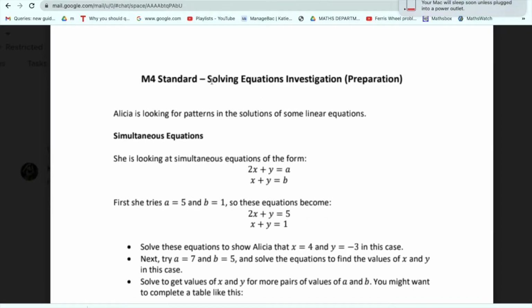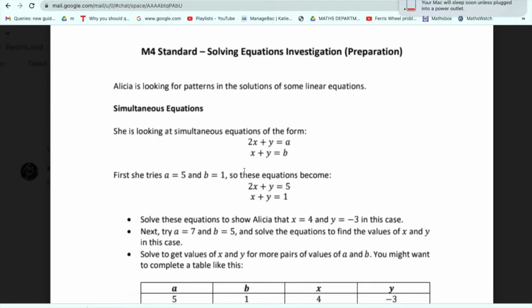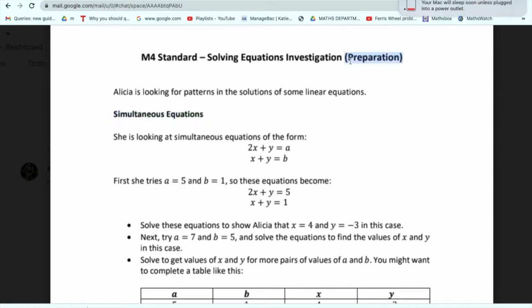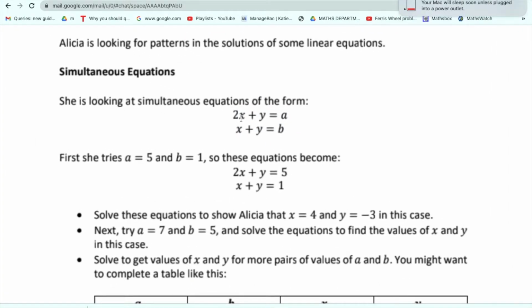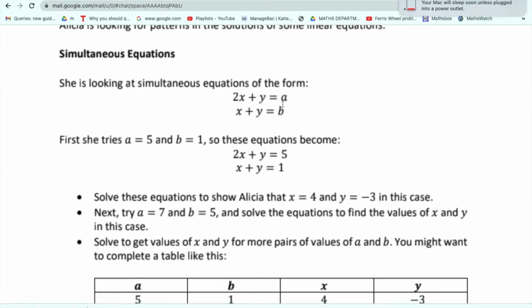In this investigation preparation lesson, we're going to be investigating solving equations. When we're investigating solving equations, we're going to specifically look at simultaneous equations. We're going to have a preparation lesson today, and then next lesson we'll do this investigation in one lesson. So this is to do with Alicia, and she's looking at simultaneous equations.